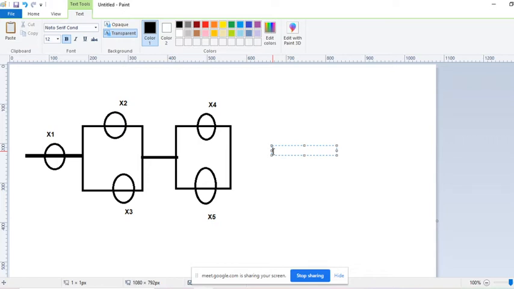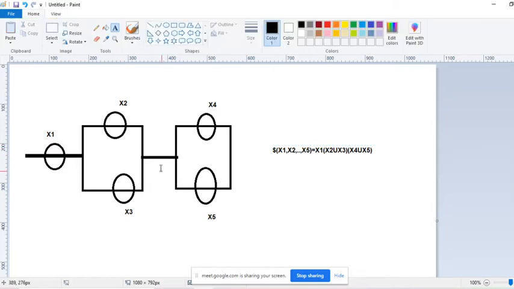What is the entire system structure? Phi of x1, x2, etc., x5 will be equal to... you can frame that structure function. What will be the structure function? x1 into x2 union x3, okay, into x4 union x5. Am I right? I think this is the structure function. Okay, so this is the system we are considering, and this is the structure function.